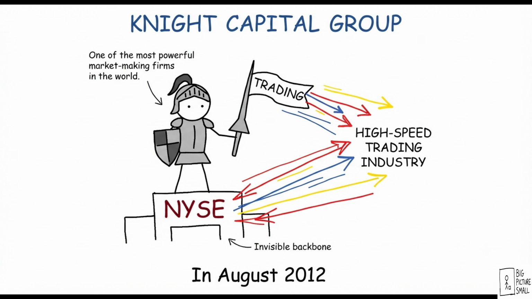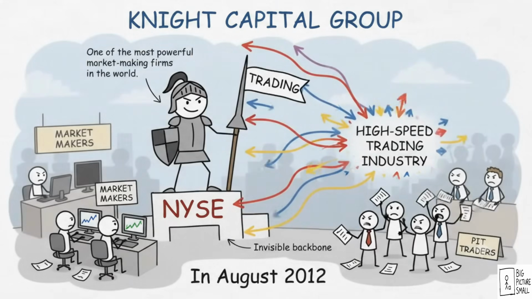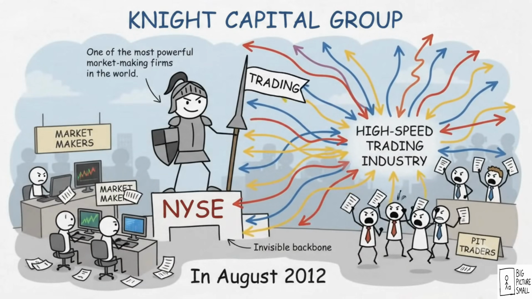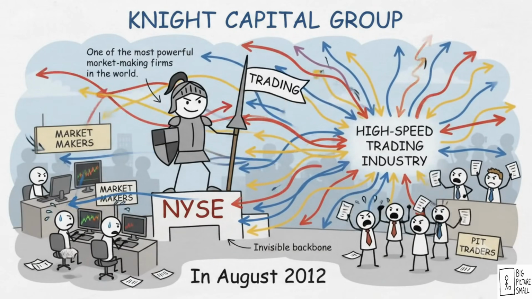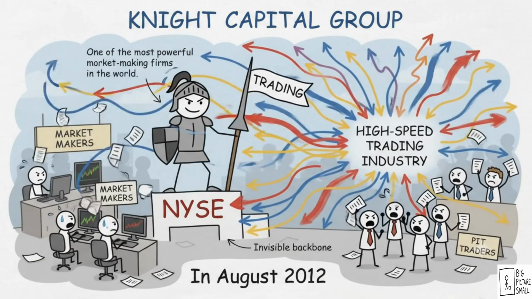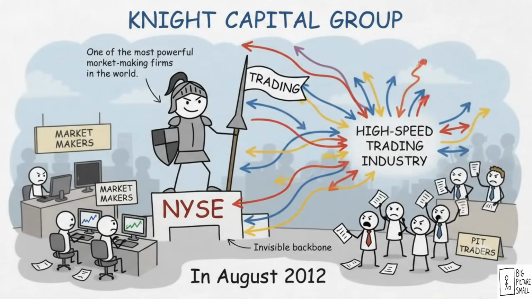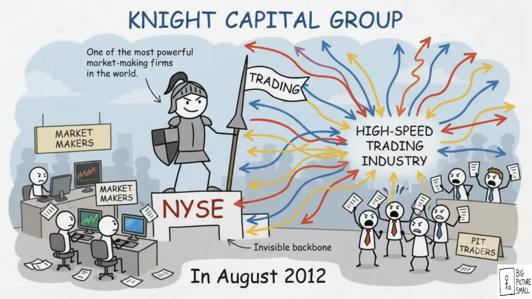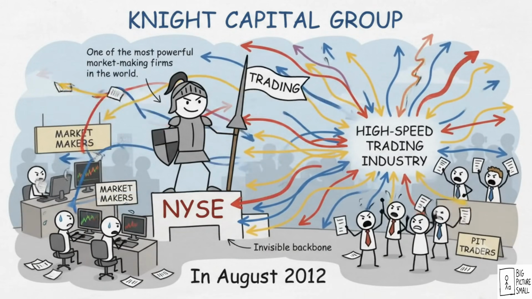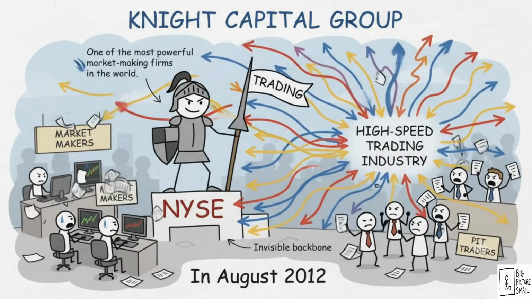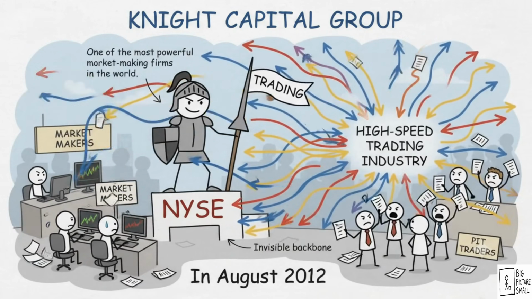The real-world mystery, the Night Capital flash crash. To truly understand the consequences of spaghetti code and accretion, we don't need a hypothetical cabin. We have the story of the Night Capital Group. In August 2012, this was one of the most powerful market-making firms in the world, a giant in the high-speed trading industry. They were the invisible backbone of the New York Stock Exchange.